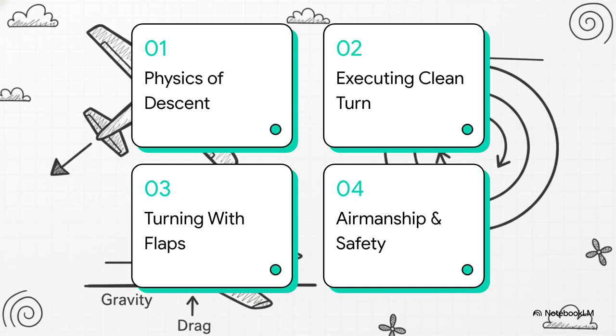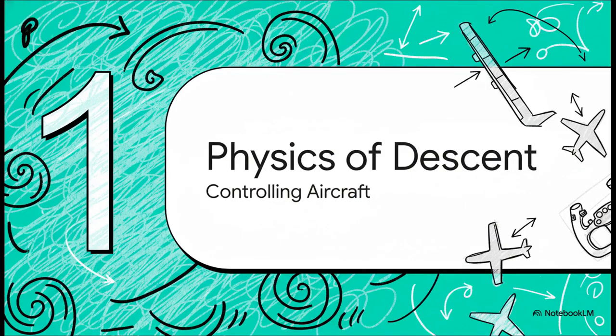All right, here's our pre-flight briefing outline for today. We'll kick things off with the physics of the descent, then jump into executing the clean turn. After that, we'll cover turning with flaps extended, and finally, we'll wrap it all up with an airmanship and safety debrief. Okay, Section 1, Physics of the Descent.